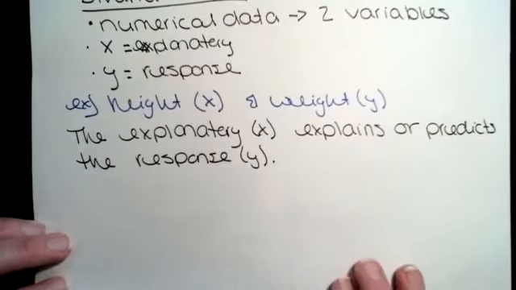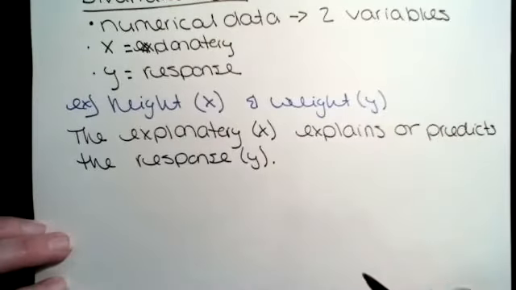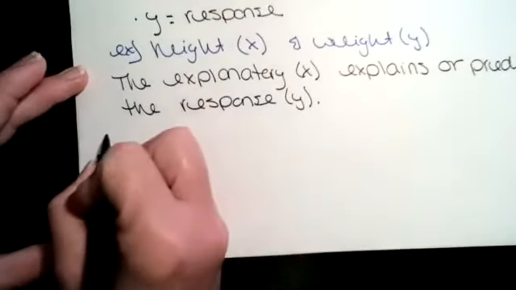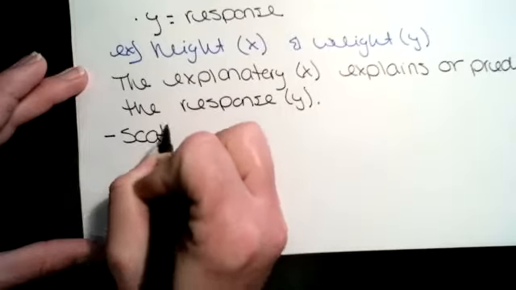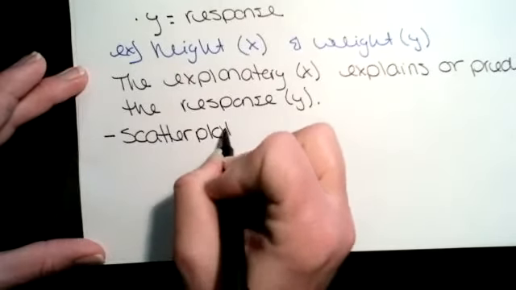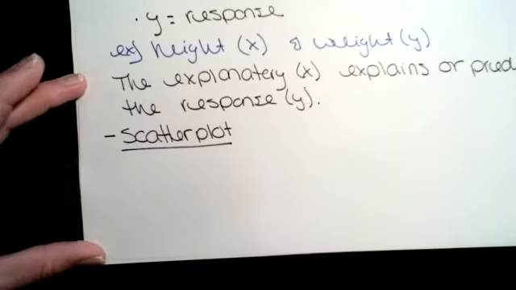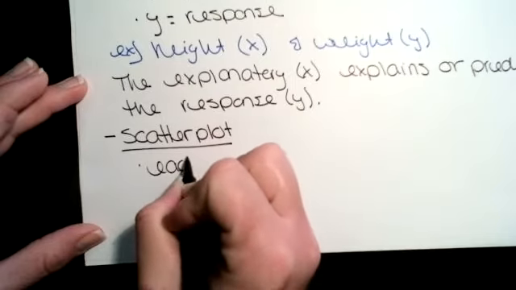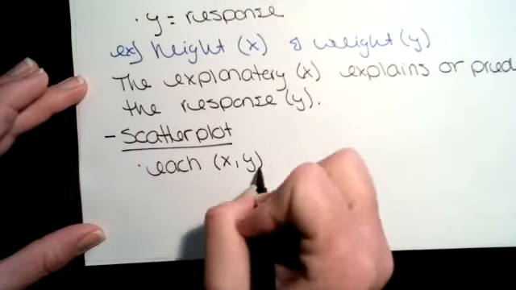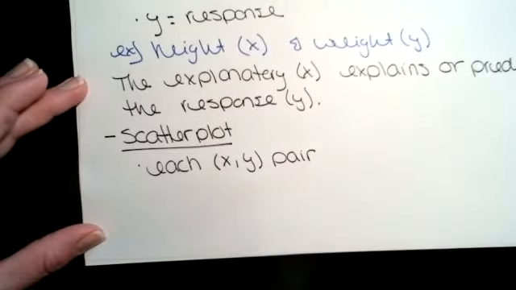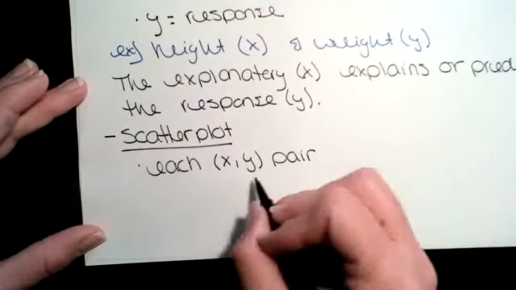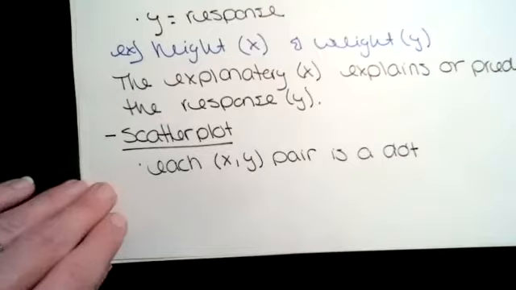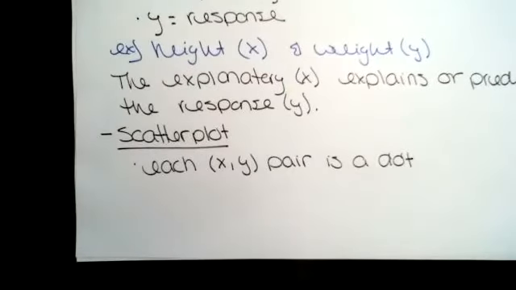And when we have this bivariate data, we have a graph, of course, that we can study. And so we're going to do that first. And that is called the scatter plot. And all the scatter plot is, it's just a plot of each X, Y pair on some axes, and that each XY pair is a dot on the plot. So let's take a look at an example of what this looks like.